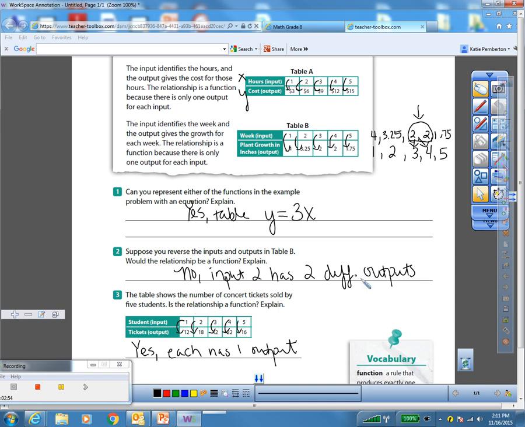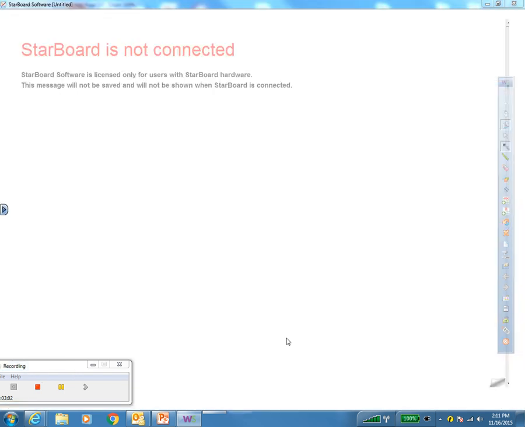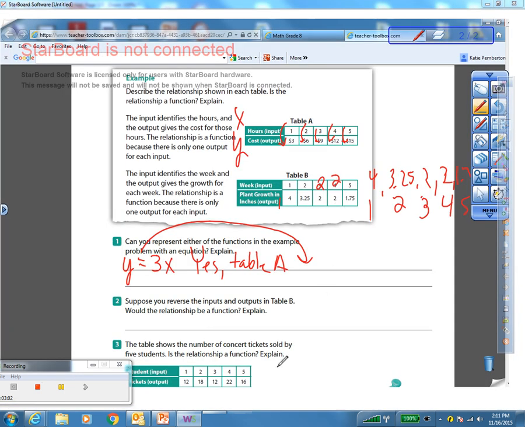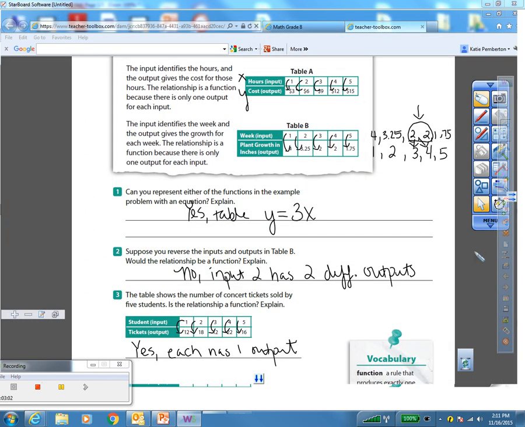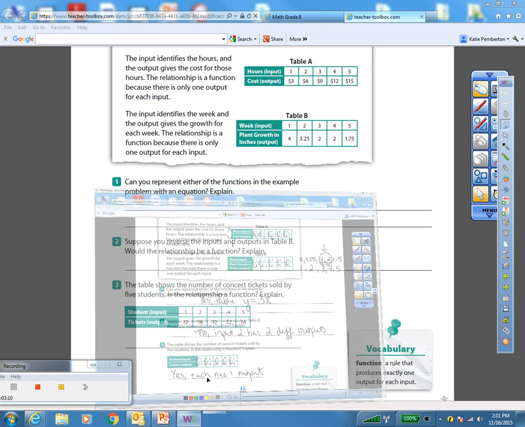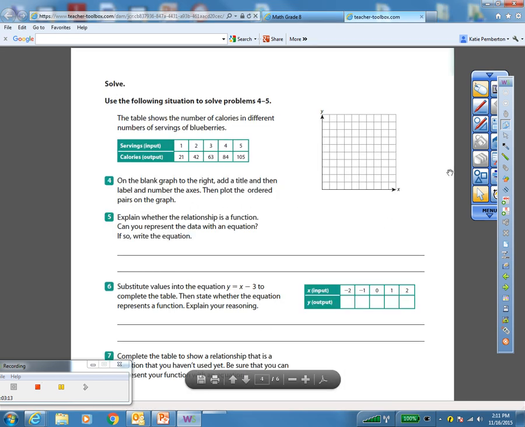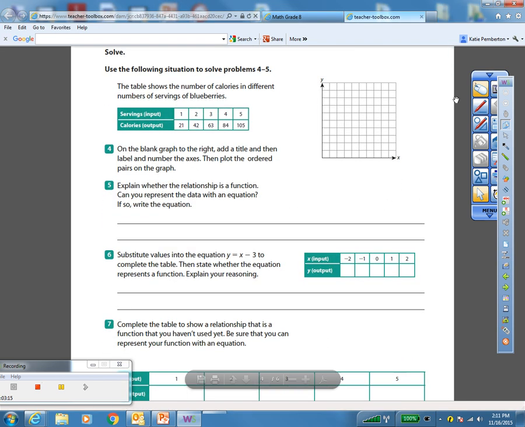Okay, I'm going to go ahead and switch to the next page. And let's see here, let's scroll. And we're just going to do number 4, 5, and 6 on the next page here.